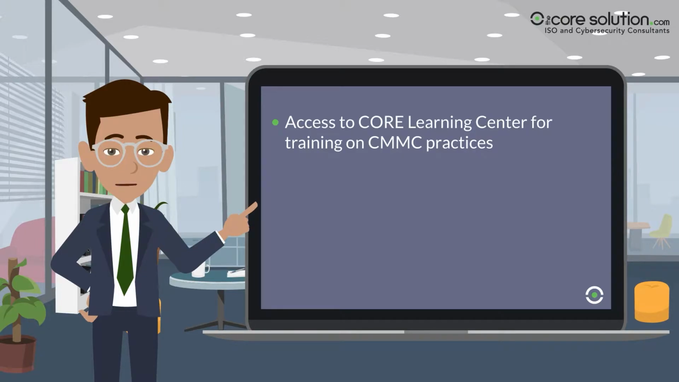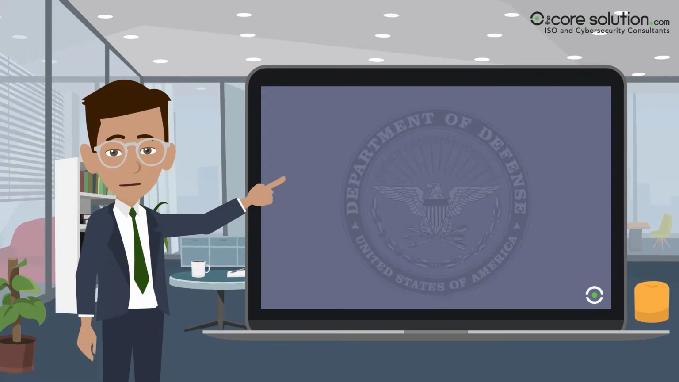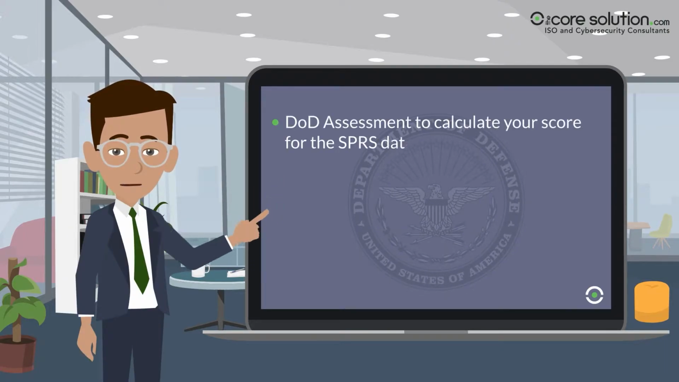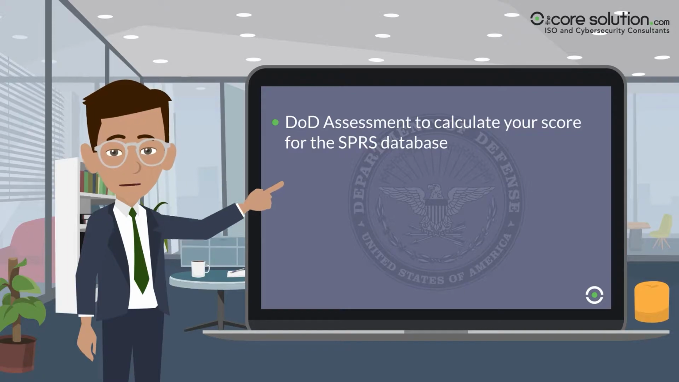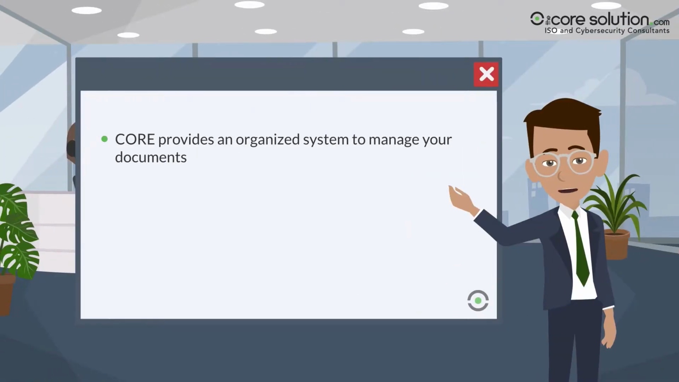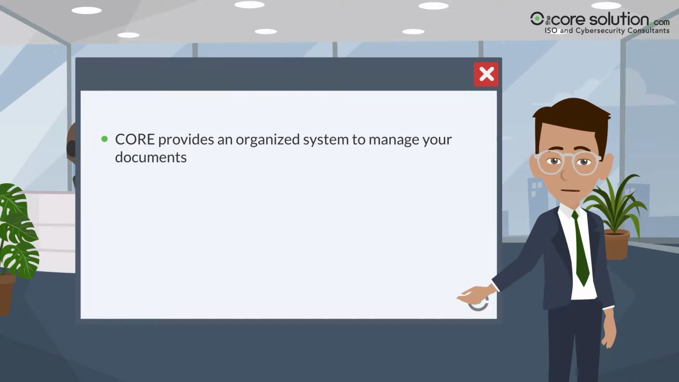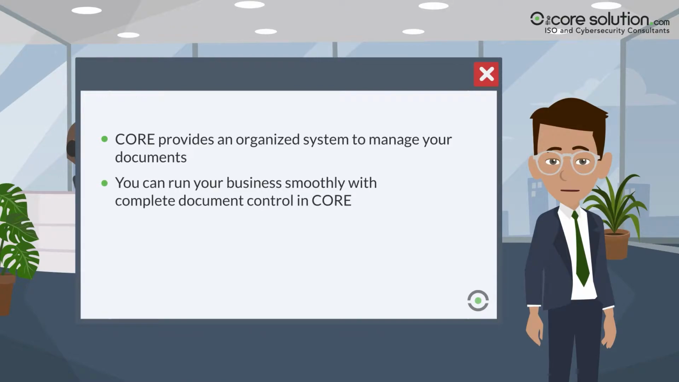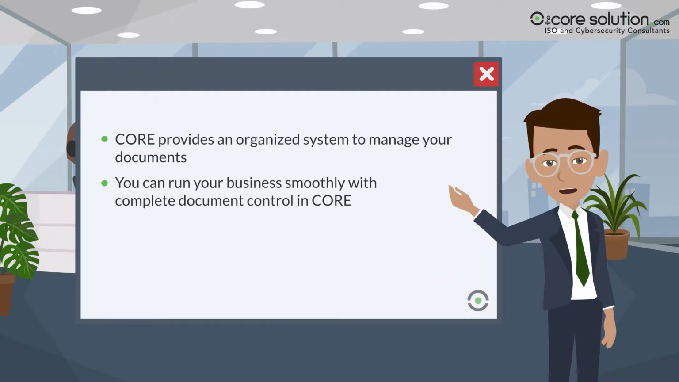If you are required to meet CMMC Level 3, you will receive training on all 130 practices necessary to be certified. Also included in Core is the DoD Assessment that calculates the score needed for you to enter into the SPRS database. Core provides an organized system to manage and control your documents, which is an important cybersecurity requirement. You can run your business more smoothly with complete document and record control in Core.